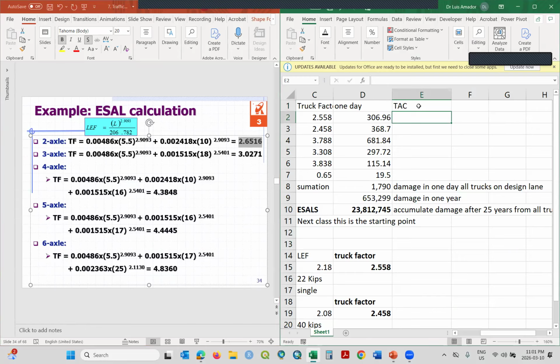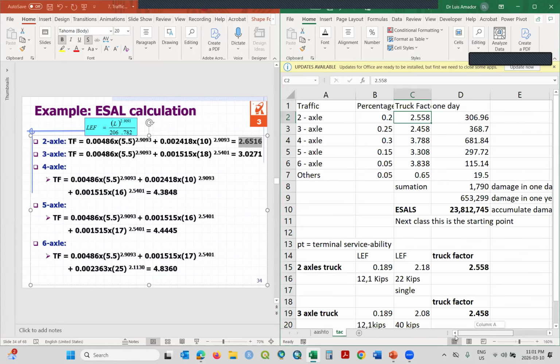For TAC, my truck factors, maybe let's copy the... So for TAC, my truck factors, the two-axle truck is 265. Look, I had 255, so it's slightly bigger. My three-axle is 3027.